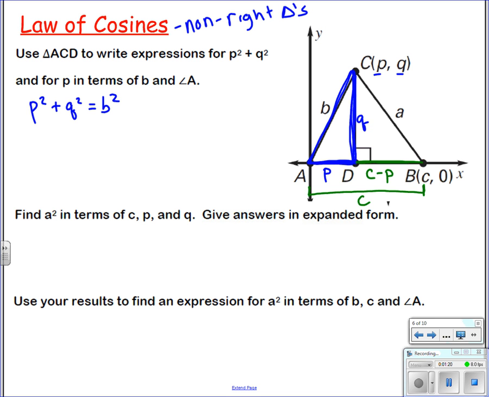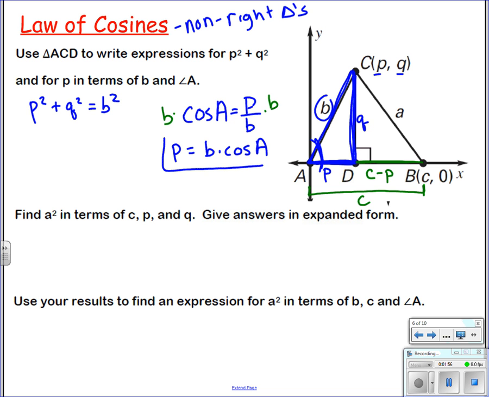And for P, in terms of B and angle A. Well, P is the adjacent side, B is the hypotenuse, so the cosine of angle A is P over B. If I multiply both sides by B, then we get P equals B times the cosine of angle A. So we're going to need both of those for the third question.